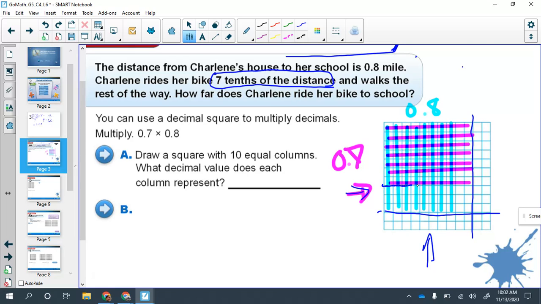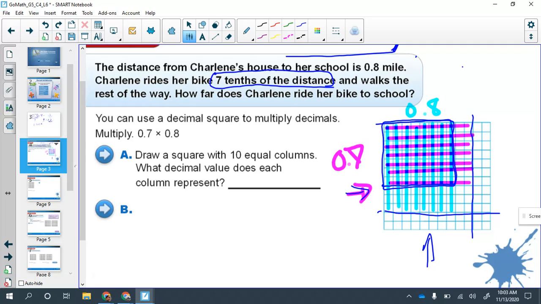When I look at this, if I focus on the part of my model where both of these overlap, this is the part that gives me my answer. So I need to just count these up.